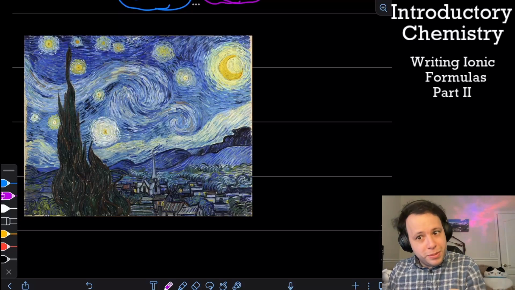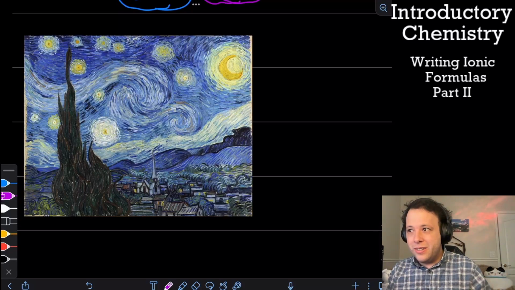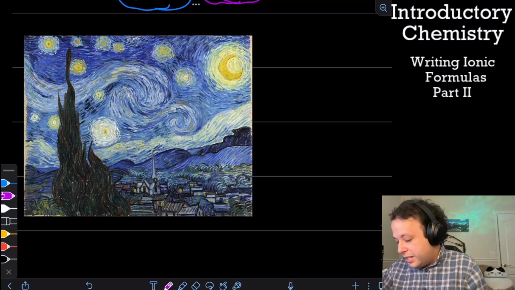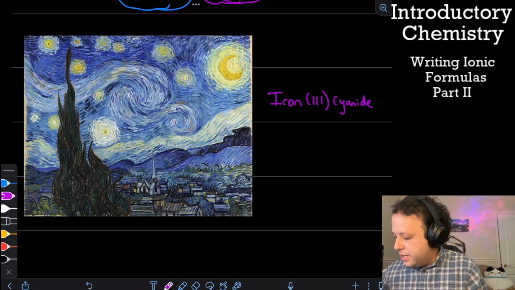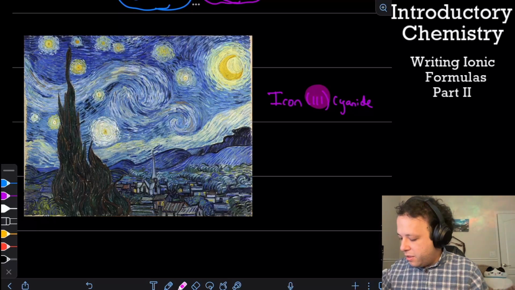So this one, I have the picture for Starry Night from Vincent van Gogh. It's one of the most beautiful paintings made, and this one actually has a polyatomic in it. So this has iron 3 cyanide in it. So what is that exact structure? If we look at this, that 3 for iron tells you that, all right, we have iron 3 plus.